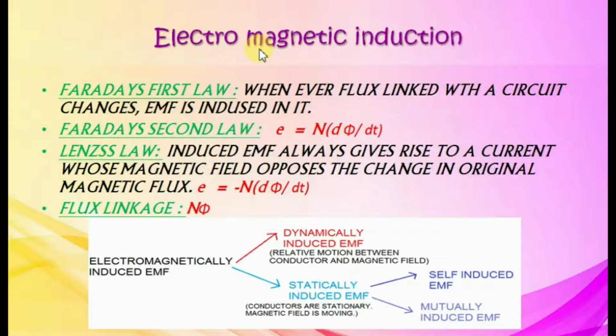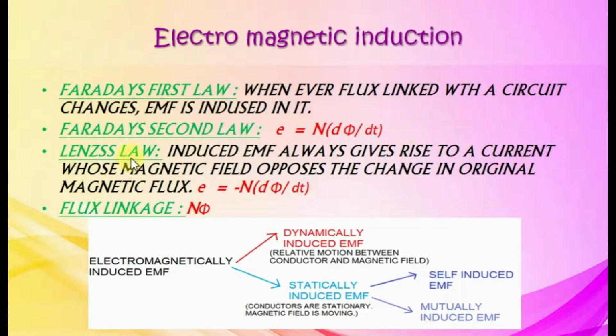Electromagnetic induction. Faraday's first law states that whenever flux linked with a circuit changes, EMF is induced in it. Faraday's second law gives the equation for this induced EMF. E equals N dφ by dt.